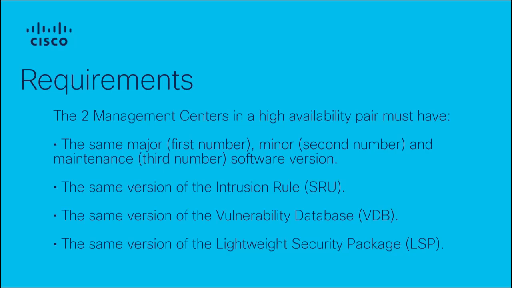The two management centers in high availability configuration must have the same major, minor, and maintenance software version, the same version of the intrusion rule, the same version of the vulnerability database, the same version of the LSP. If your FMCs are virtual, then you need to have the same license in both FMCs. No special license is required for hardware management centers in high availability pair.